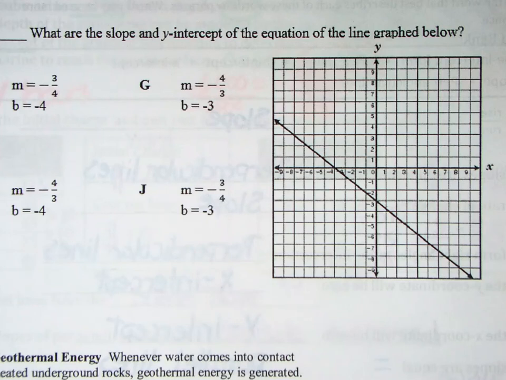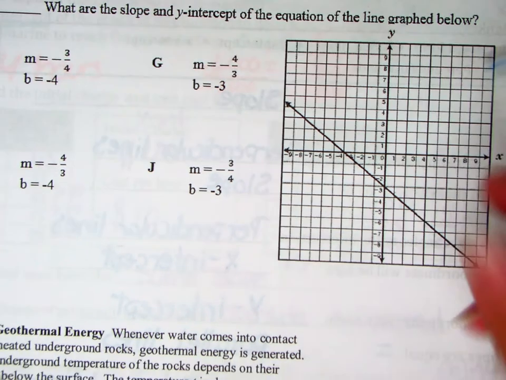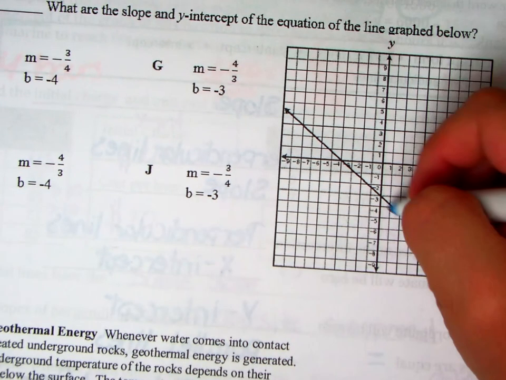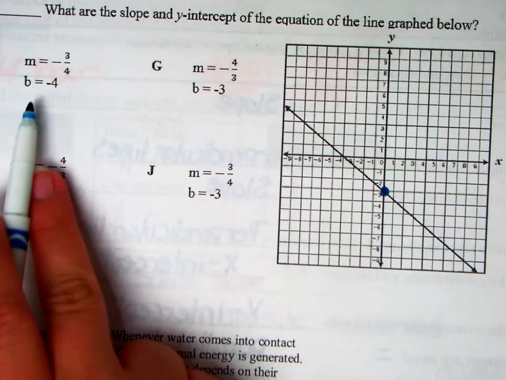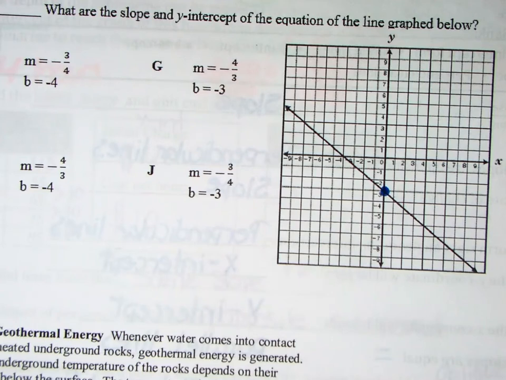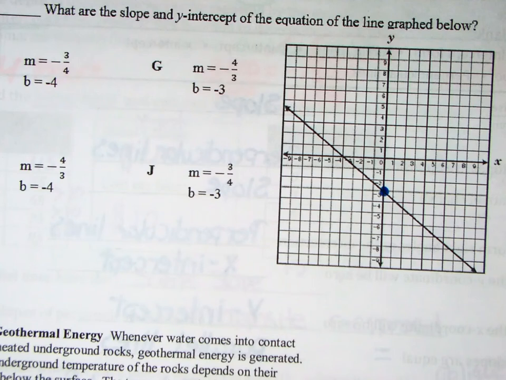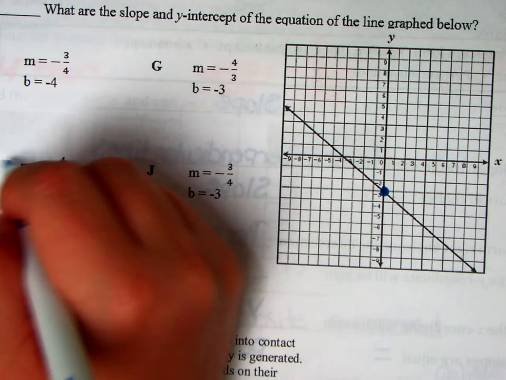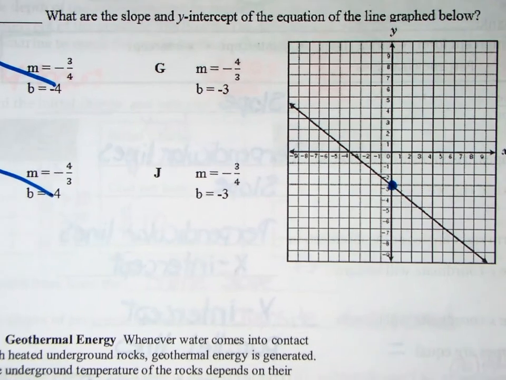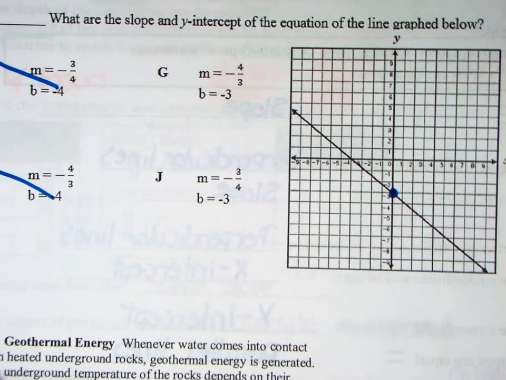So, number 28. They want to know what are the slope and y-intercepts of the line graphed below. Well, we know the y-intercept is wherever the graph crosses the y-axis. In this case, right there. We know it's a negative number. All of our y-intercepts are negative, so can't cross anything out there. But what number exactly? -3. So we can cross out H and F just by knowing our y-intercept is -3.